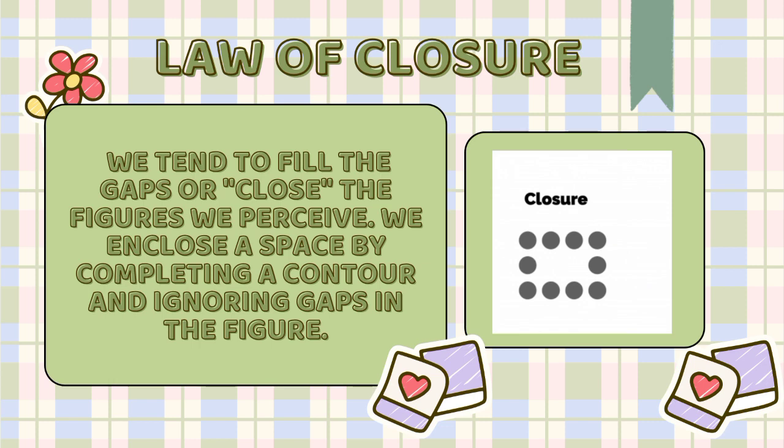The next one is the law of closure. We tend to fill the gaps or close the figures we perceive. We enclose a space by completing a contour and ignoring gaps in the figure. Imagine you see a drawing of a square with one of its corners missing. Despite the missing corner, your brain will likely perceive the figure as a complete square, right? This is because the law of closure suggests that our minds tend to fill in the missing parts of incomplete shapes to perceive them as a whole and recognizable as objects.